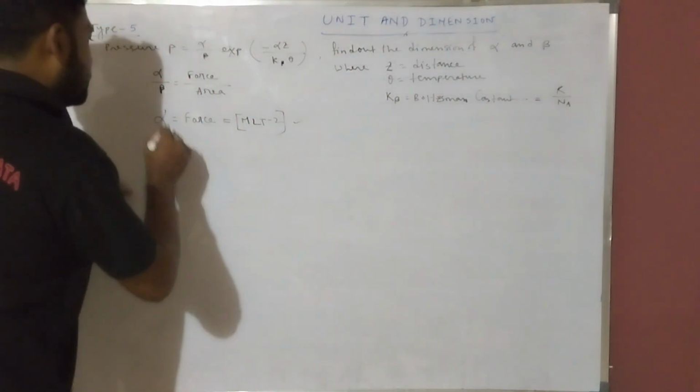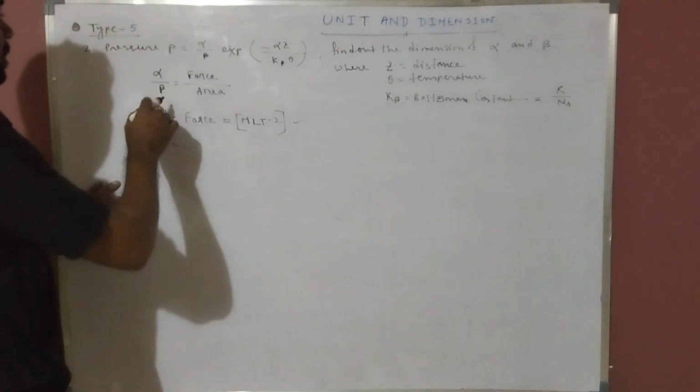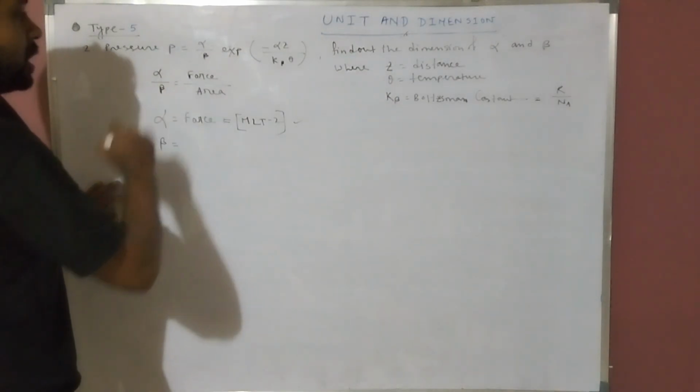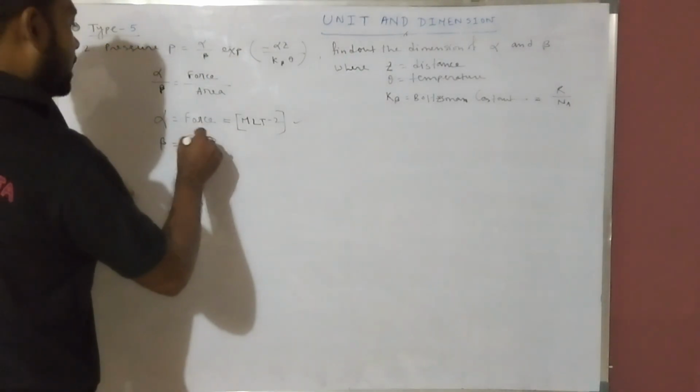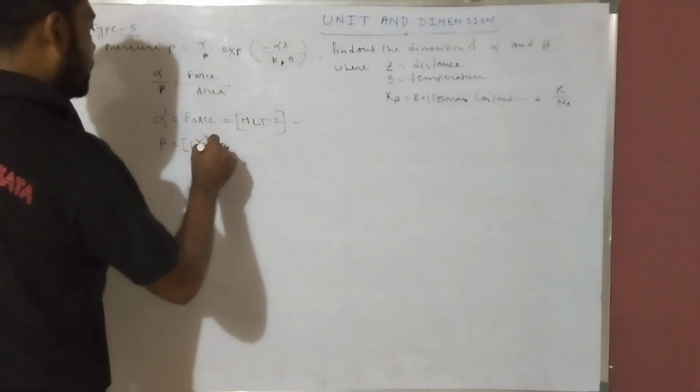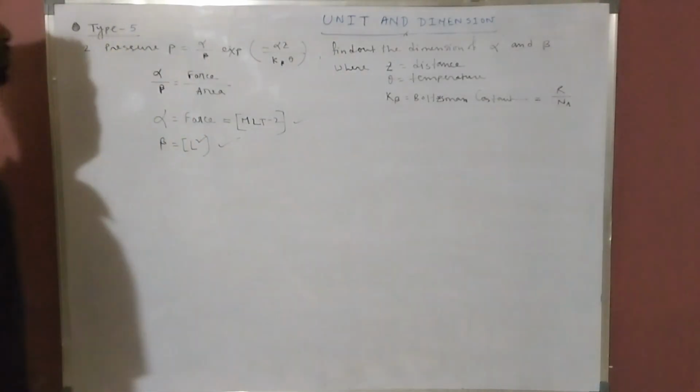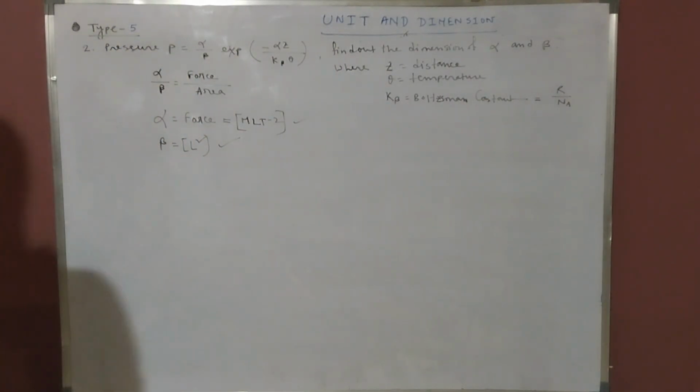And beta is similar to area. So dimension of area is L square. So dimension of beta will be L square. Understood or not? This is type 5.